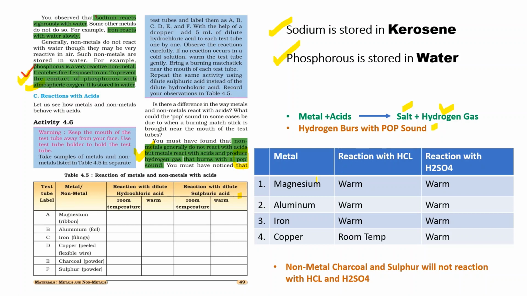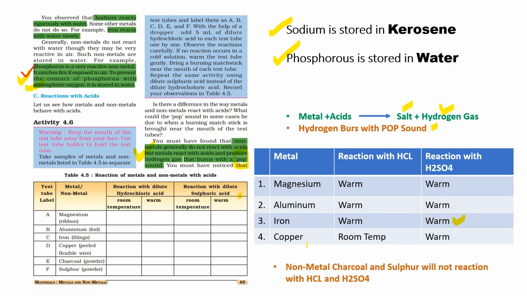So when magnesium reacts with HCl or H2SO4, it produces warm water. That means they release energy which makes the atmosphere or the water warm. When aluminium is reacted with HCl and H2SO4, the same reaction takes place, aluminum salt is formed, and then hydrogen gas is liberated. While iron reacts with HCl and H2SO4, the same thing happens.